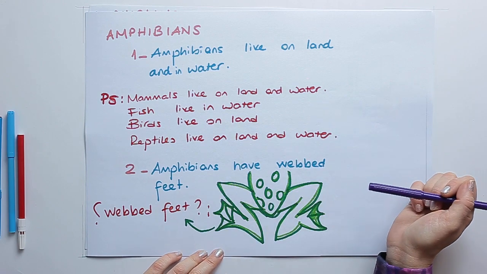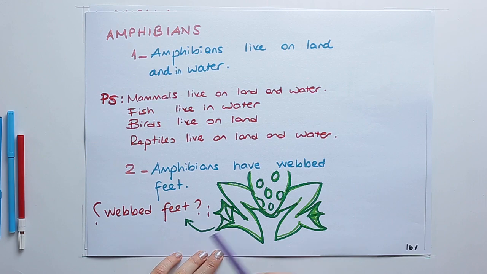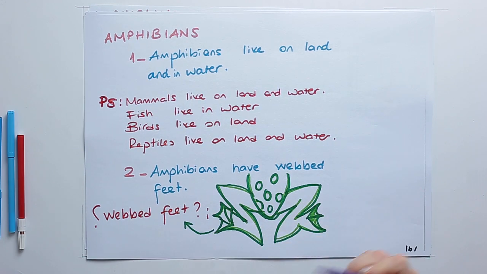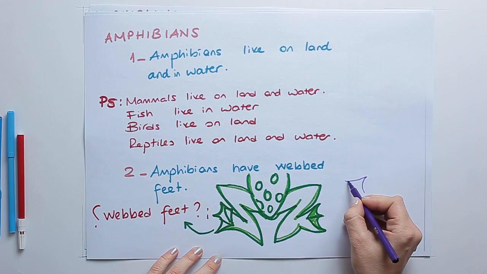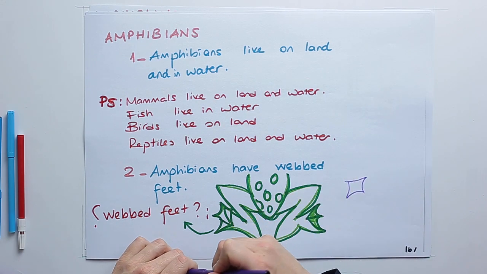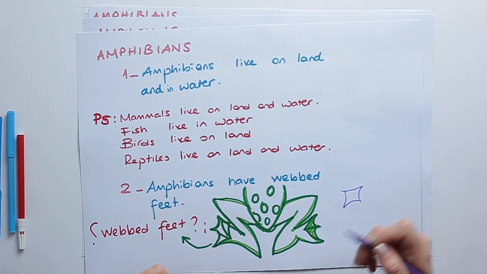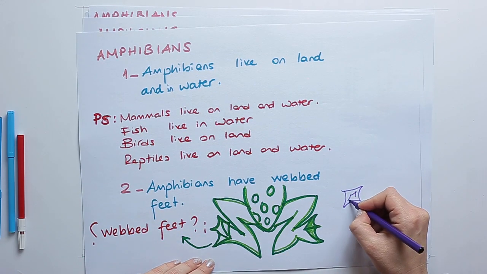Second feature of amphibians. Amphibians have webbed feet. What's a webbed feet? Here, just like the web that spiders build, they have webbed feet, which enables them to swim better in the water. Here, let me draw you a bit more.